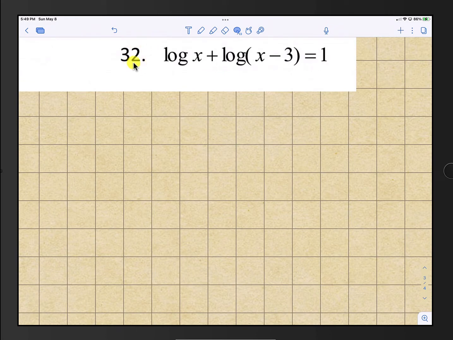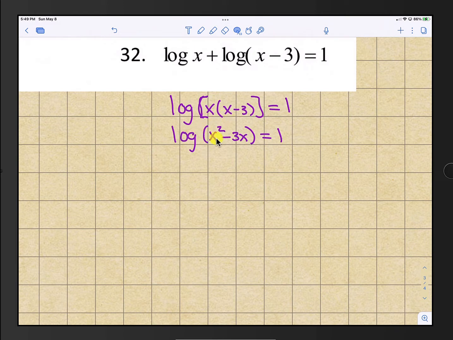And then number 32. So we have log of x plus log of x minus 3 is equal to 1. The addition of the two logs can convert to multiplication. That will condense to multiplication, so that will be log of x times x minus 3 equals 1. Distributing the x, we get log of x squared minus 3x equals 1. Now we can convert this to an exponent. We know the base is 10, so that would be 10 to the first power equals x squared minus 3x. Well, 10 to the first is just 10.